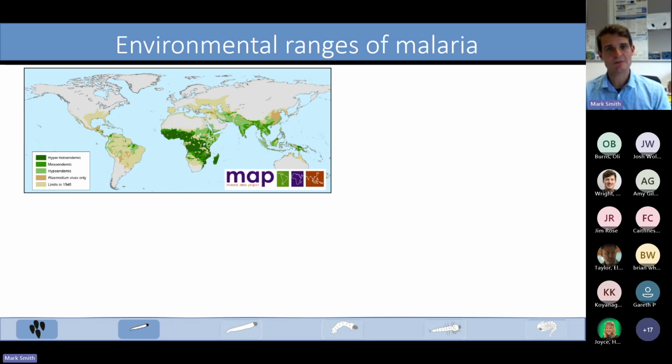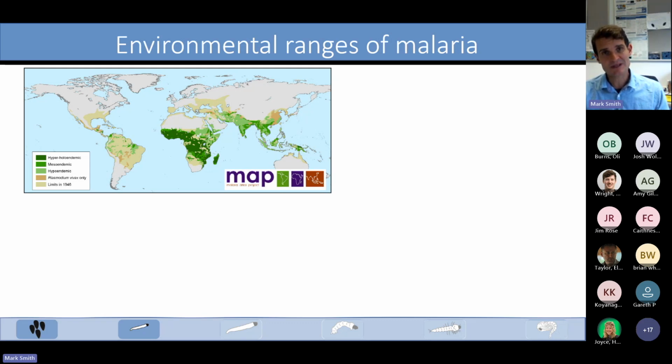And then just a bit more background before we jump into the details. It's worth thinking about where malaria is in the world today. So this is all different types of malaria. And there's this excellent Malaria Atlas Project, which maps where malaria is.